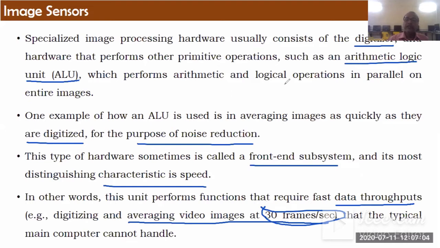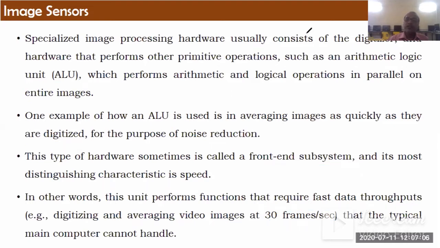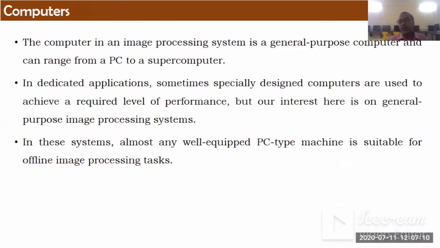So these are the three important parts related with the image sensor. Now the second important component is the computer. We know that the computer system is a very important part in the image processing system, because as per the definition, digital image processing can be carried out with the help of a digital computer. So computer is a very important part.